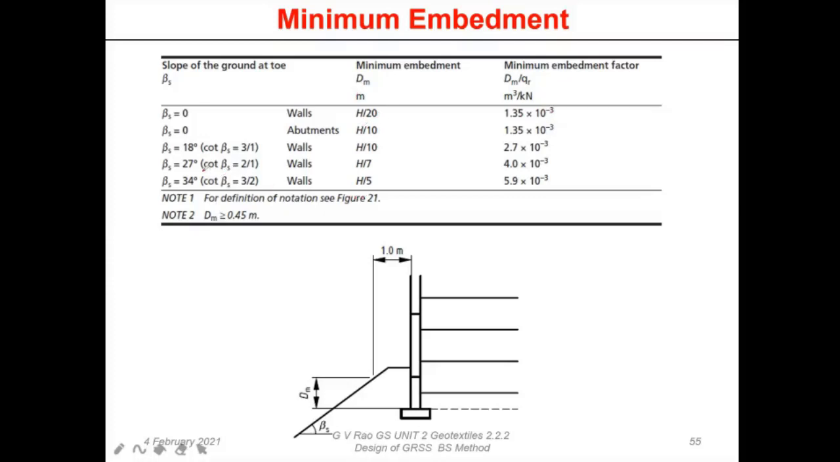So if this angle is going to be 18 degrees, then we again take for walls, that means if it's going to be a side slope like this now, it's going to be h over 10, like angle being 0 for abutments now, and for beta equal to 27 degrees, it's going to be h by 7. If it is much steeper, it's going to be much more height now.